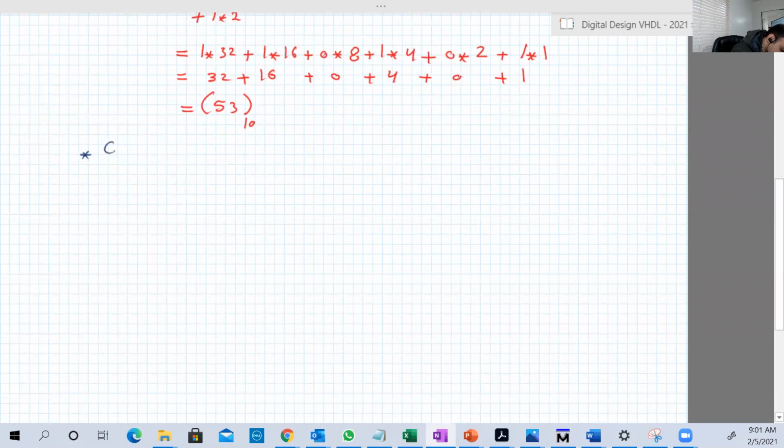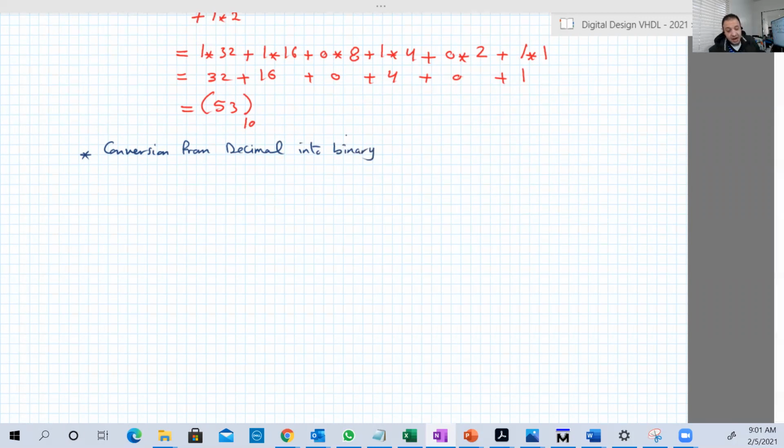So, conversion from decimal into binary. Okay, good.